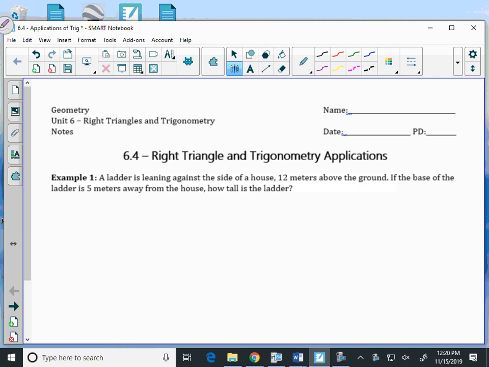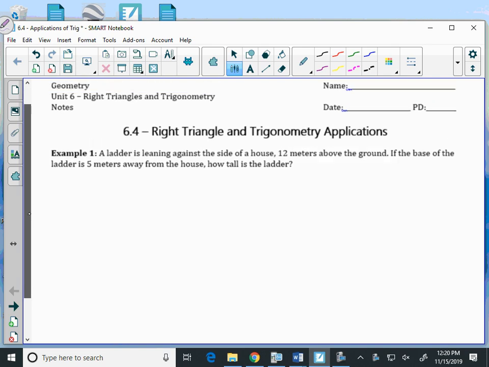Take a look at the first example. So the ladder is leaning against the side of a house, 12 meters above the ground. If the base of the ladder is 5 meters away from the house, how tall is the ladder?